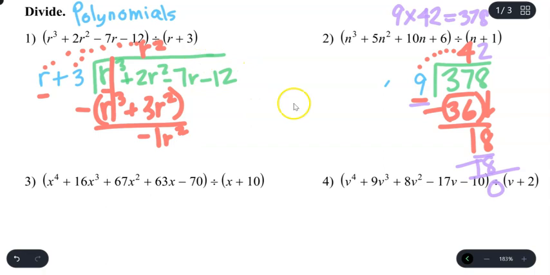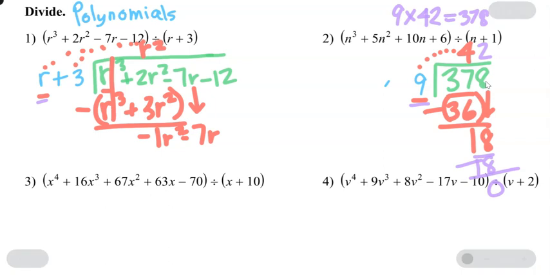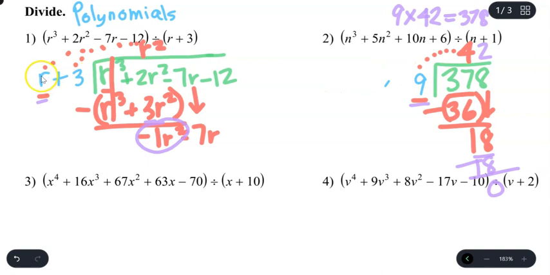Well, what did I do over here? Well, I brought down the next term. I brought down the 8, so I'm going to bring down the negative 7r. Okay? So, now let's go lead term again. I'm going to compare that to this. And actually to the whole thing. So I want to make r turn into negative r squared. Well, how do I do that? I'm going to multiply it by negative r, because r times negative r is negative r squared.